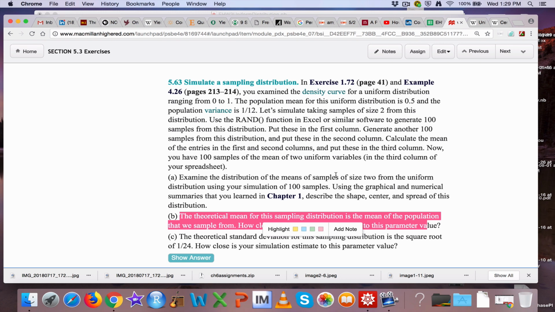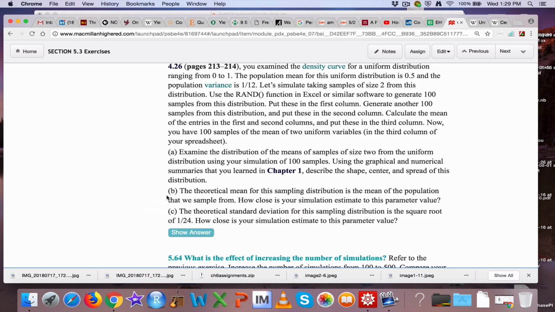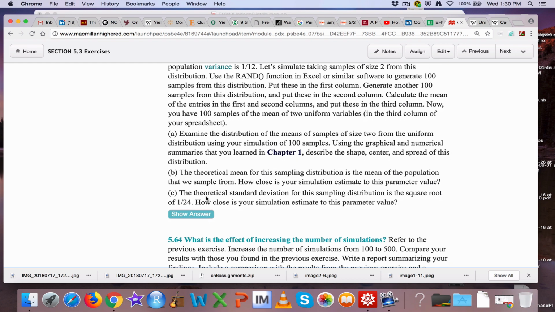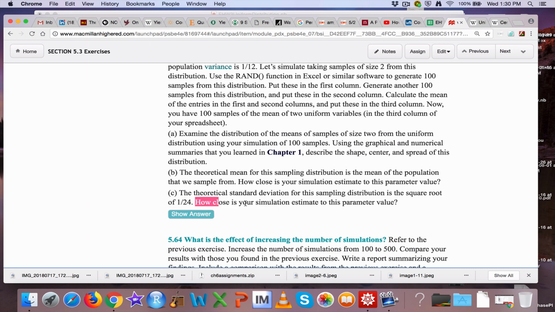Just like they describe theoretically, the theoretical mean is 0.5, and we're pretty close. And the theoretical standard deviation is the square root of 1/24th, like I mentioned a minute ago, which was close to 0.2. We can see how close our estimate is to that parameter value.